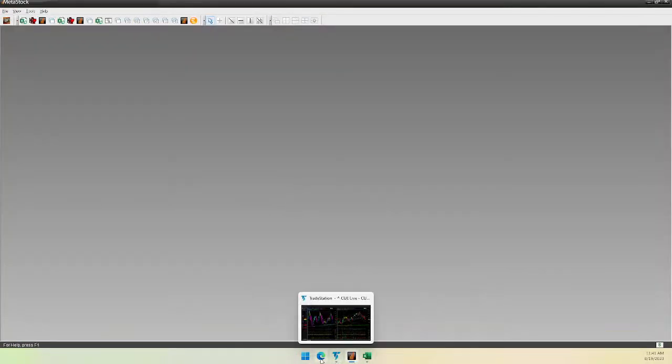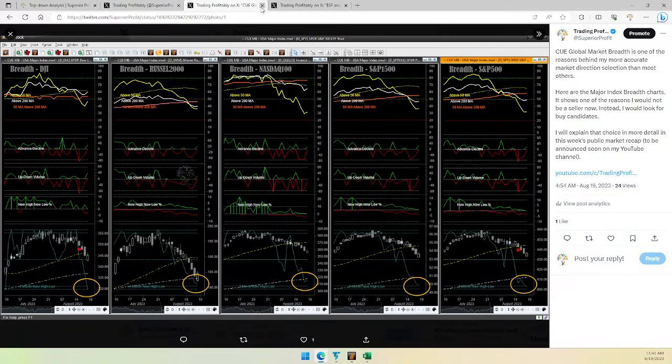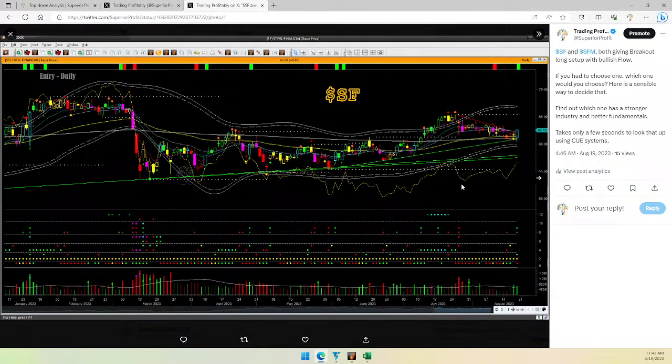Now I shared two stocks also. Let's look at them. One is SF. I shared it during the weekend, today actually. Two stocks, SF and SFM, happen to have the same first two letters.